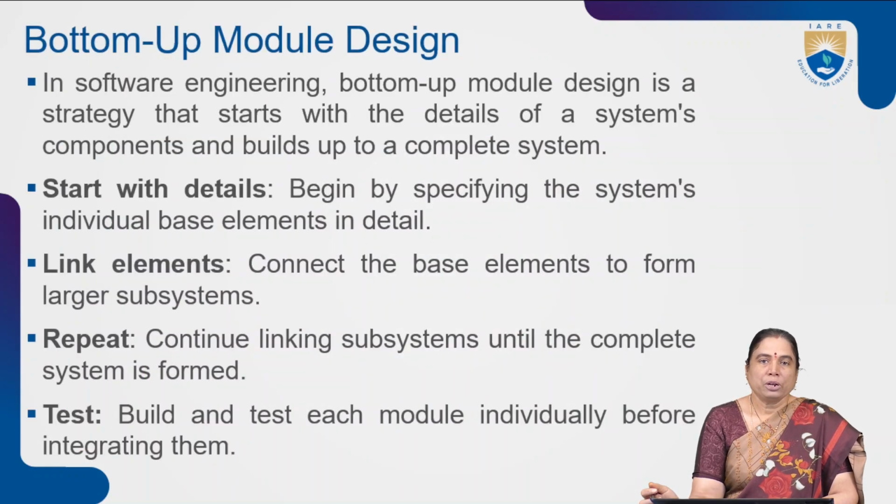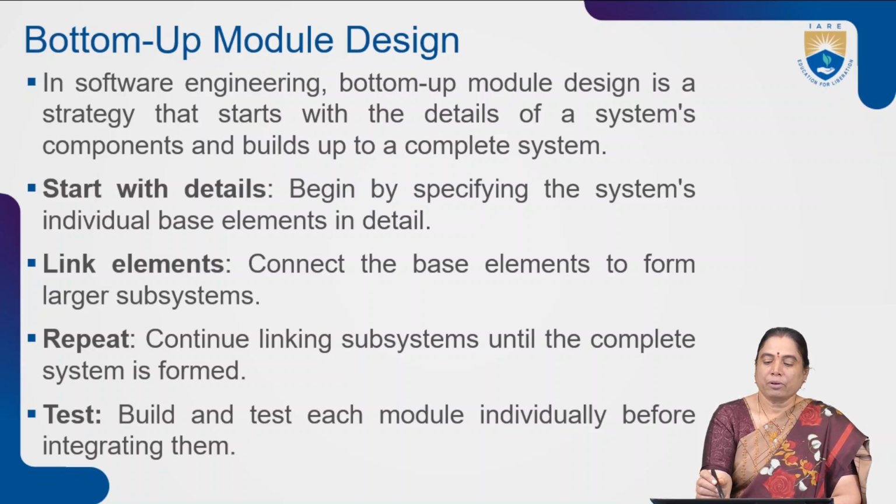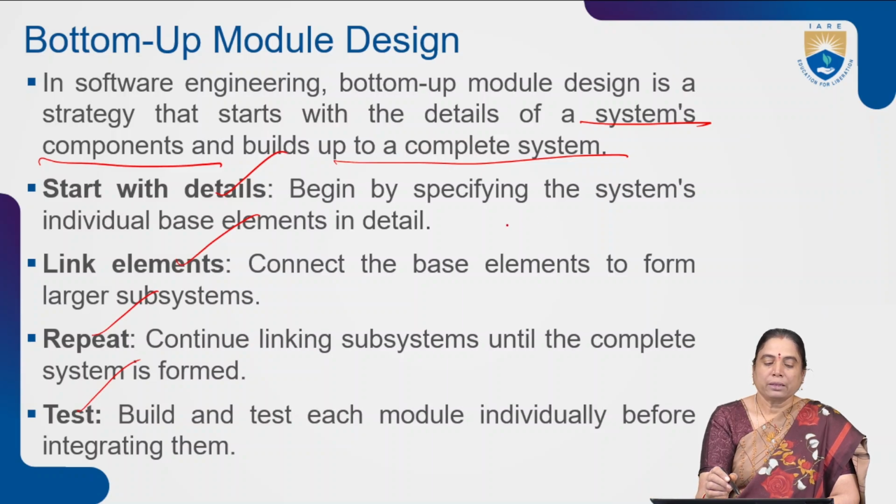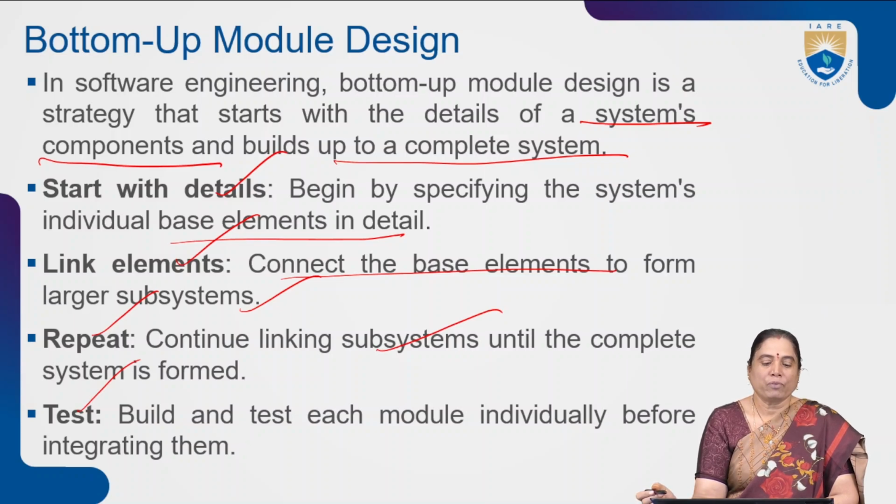Next, the second approach in the modular design is the bottom-up modular design. In software engineering, bottom-up module design is a strategy that starts with the details of system components and builds up to a complete system. The steps in the bottom-up module design are generally: start with details, link elements, repeat, test. In the start with details step, begin by specifying the system's individual base elements in detail. In the second step, connect these base elements to form larger subsystems. The repeat step involves continuing linking subsystems until the complete system is formed.